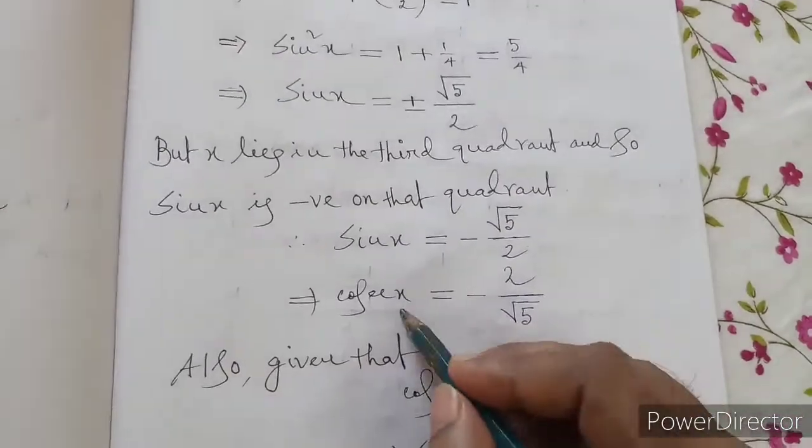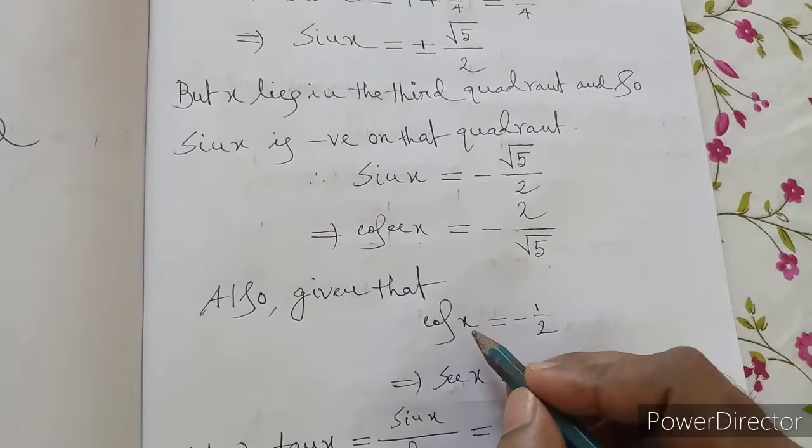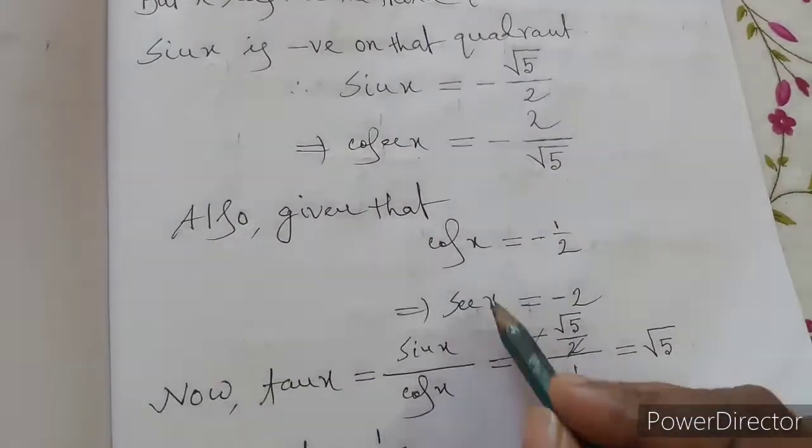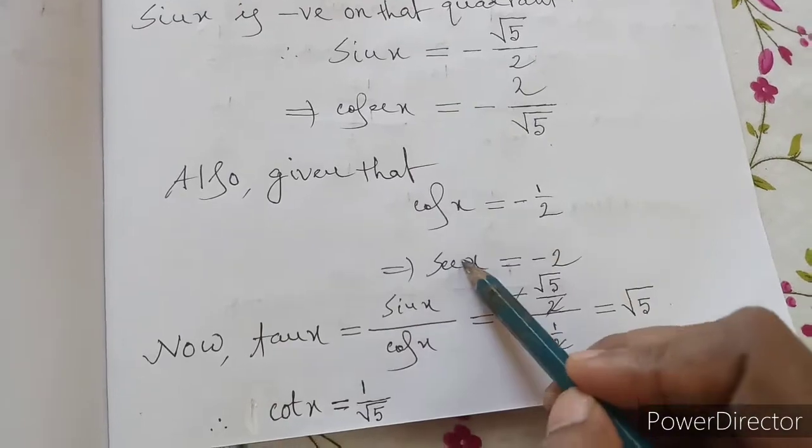So cosec x should be equal to minus 2 by root 3. Also it is given that cos x equals minus half. It is given in our question. Okay. So sec x should be equal to minus 2 because sec x is a reciprocal of cos x.